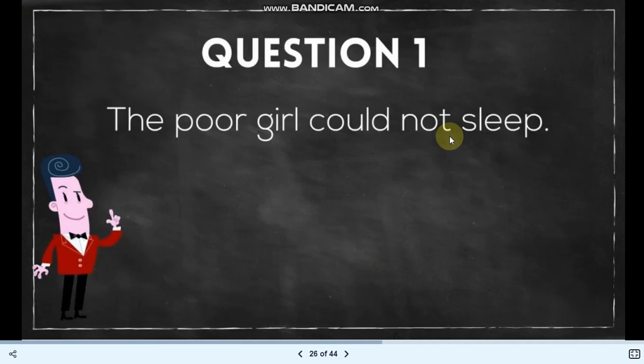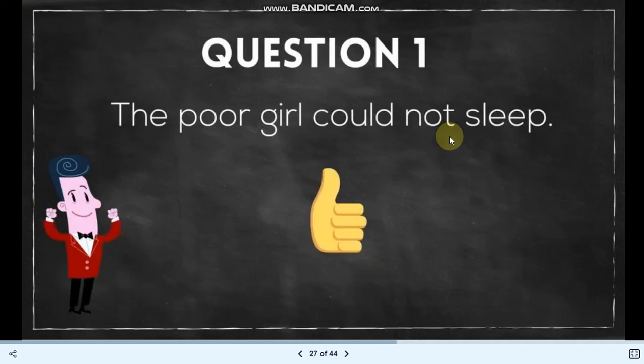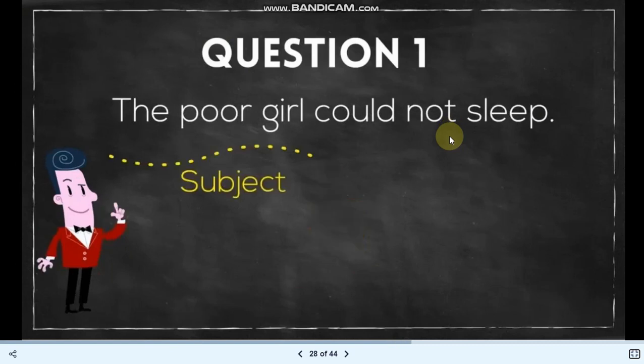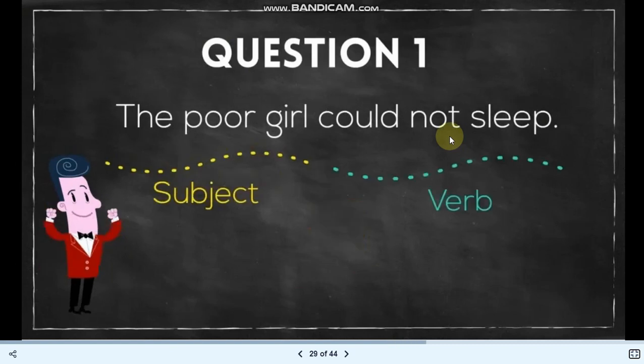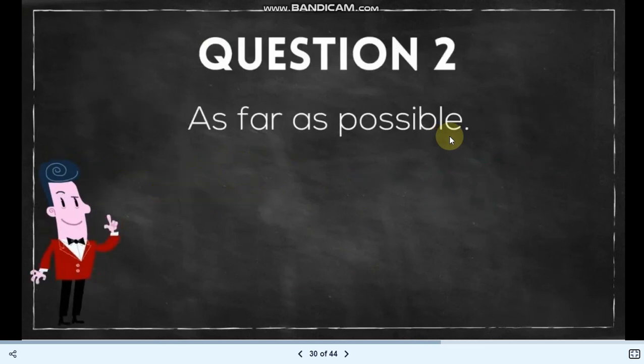So let's have question number 1. The poor girl could not sleep. Is this a sentence or a fragment? Very good. It's a sentence because there is a subject and there is a verb. What about question number 2? As far as possible. Is it a sentence or a fragment?